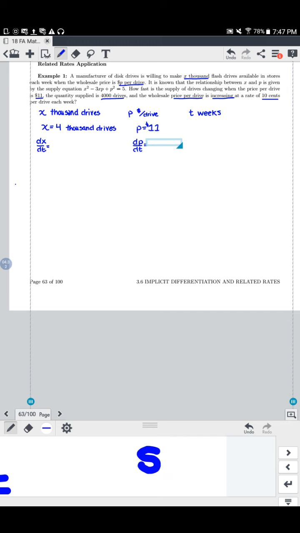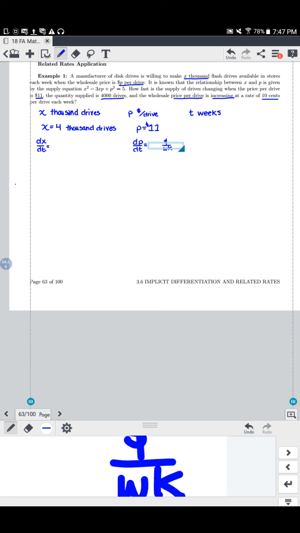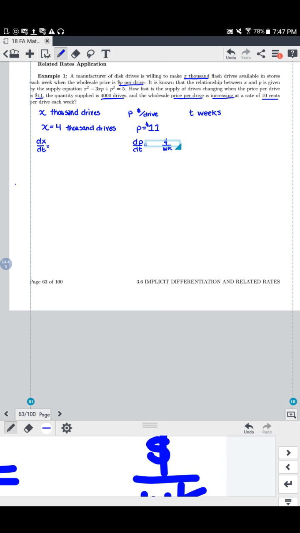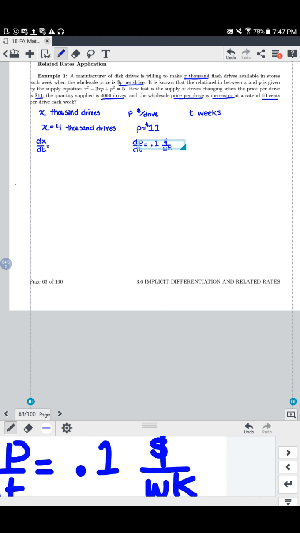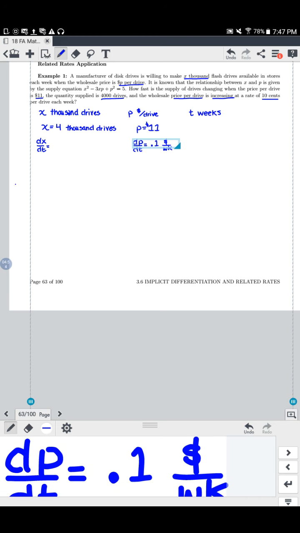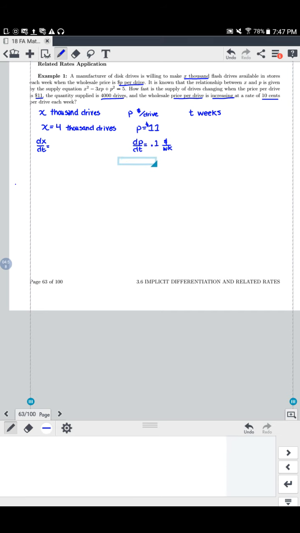And dp dt should be the units on p, which is in dollars, and then the units on t, which is weeks. And how we're changing it in dollars per week is by 10 cents, so that's $0.1 per week. And since we're increasing our price, this derivative should be positive. If I was decreasing the price by 10 cents per week, I would do that as a negative $0.1 per week. But instead, we're increasing it.